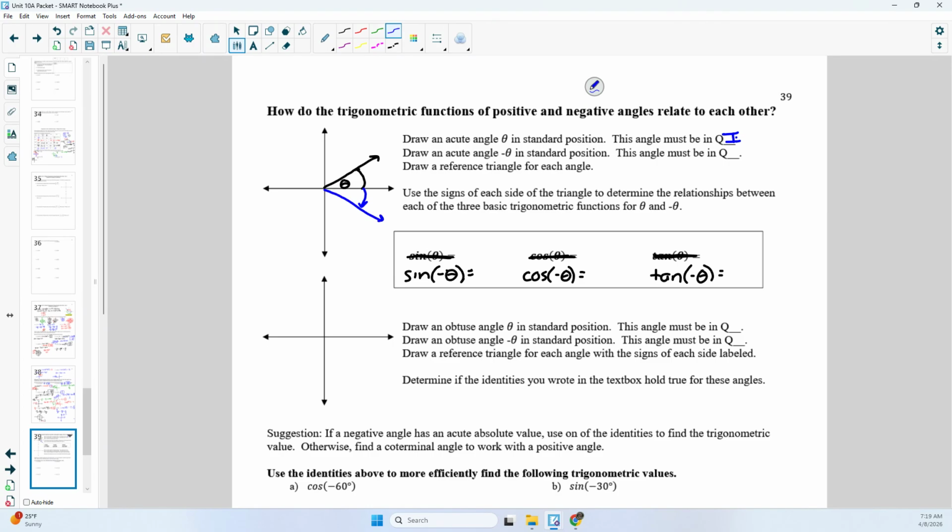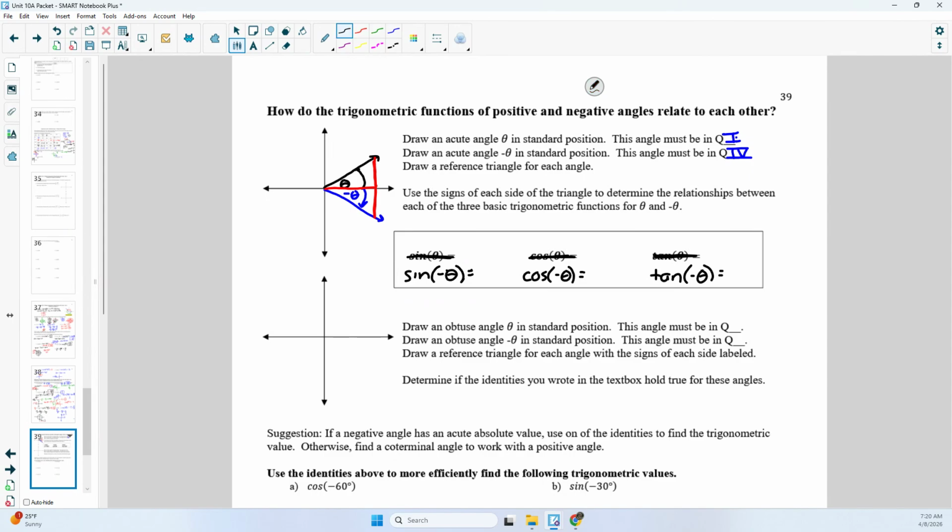So if that angle is acute, it must be in quadrant 4. We're going to draw a reference triangle for each of the angles. So there's a reference triangle for each one. We're going to use the sides of each triangle to determine the relationships between each of the 3 basic trig functions for theta and negative theta.